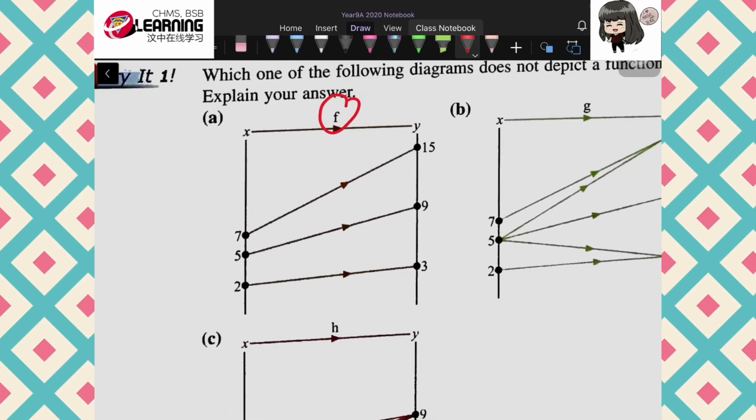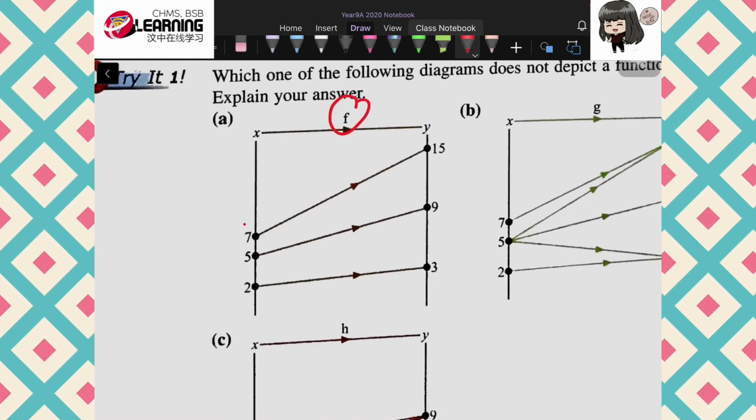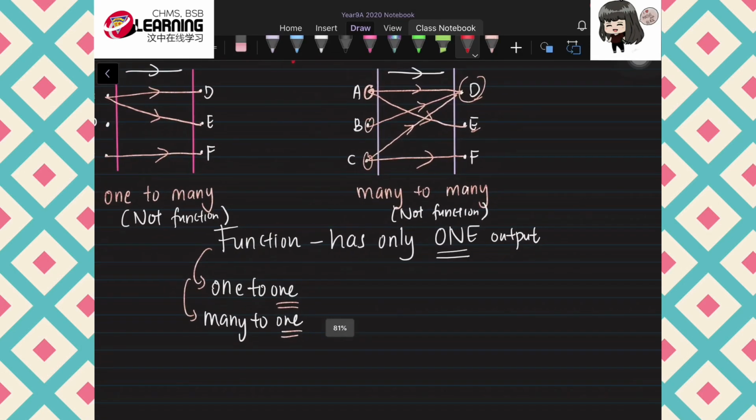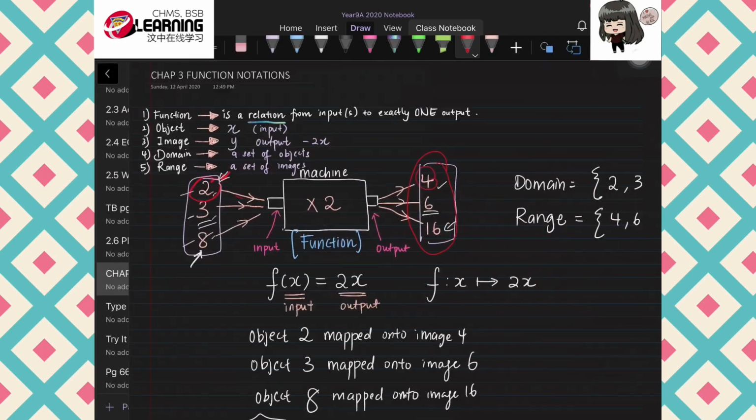What type of relationship is there between X and Y here? Object 7 maps onto 15, 5 onto 9, 2 onto 3. So this type of relation is called one to one. And is it a function? Can F be called a function F, or is it just a relation F? From what I said just now, of the types of relation, only one to one and many to one relations are called functions.